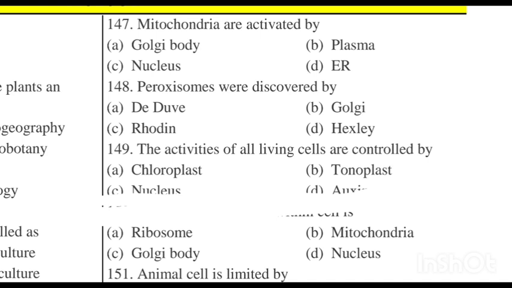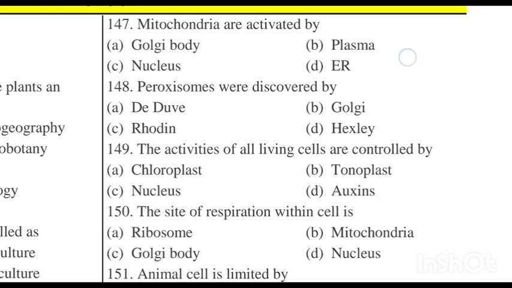Mitochondria are activated by, so mitochondria are activated by nucleus. Nucleus controls all the activity of the cell, so it is called as the brain of the cell. Next question, peroxisomes were discovered by, so peroxisomes were discovered by D. Duve. The activities of all living cells are controlled by, the nucleus. It is called as the brain of the cell.